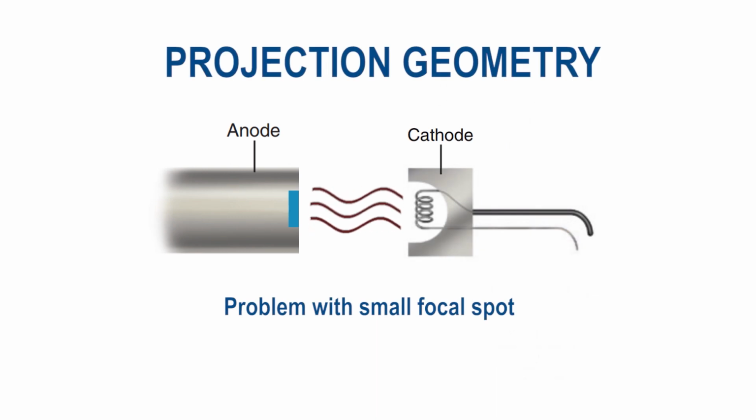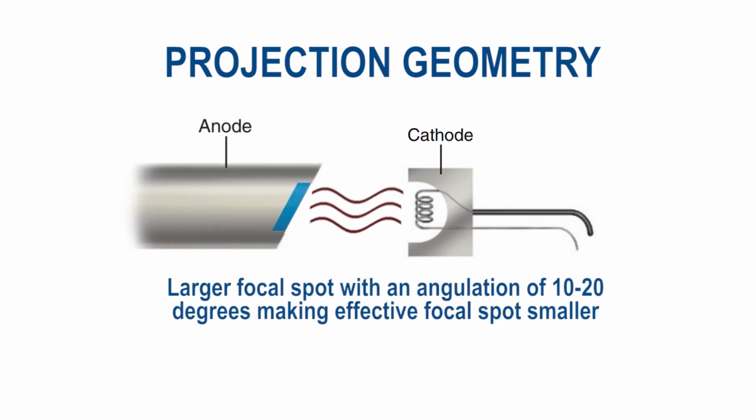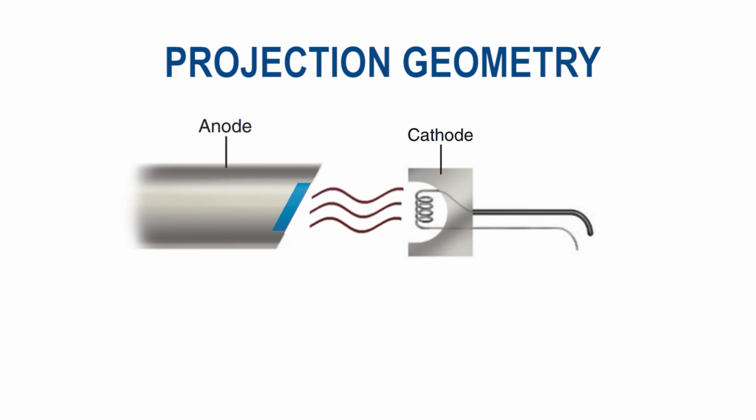But there is a problem when we use a focal spot of small size. The heat energy generated by the electrons from the cathode burns the anode on frequent collision. To avoid this problem, a large focal spot of 3 into 1 mm is used, but the angulation of 10 degrees makes the effective focal spot 1 into 1 mm. Hence, we get a focal spot with greater heat dissipation potential because of its bigger size, as well as a sharp image due to its smaller effective size.